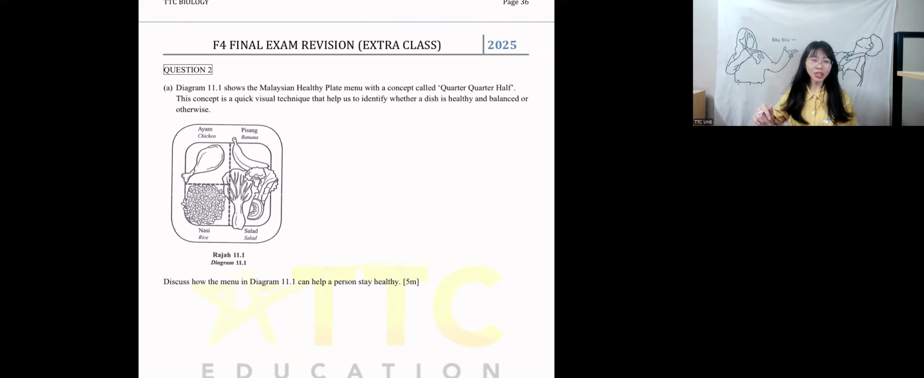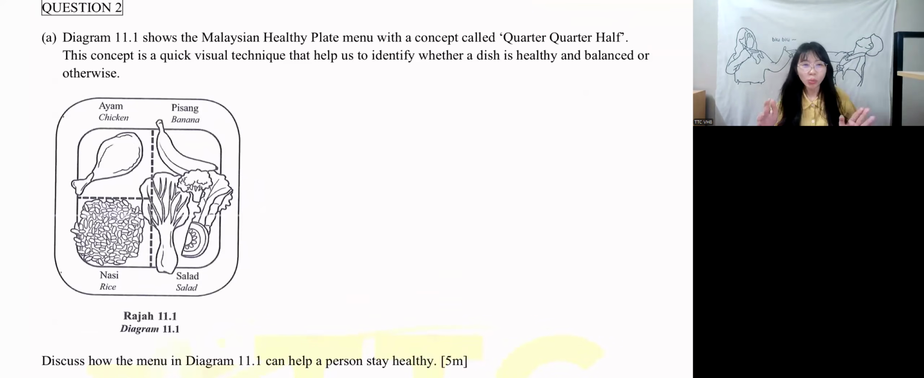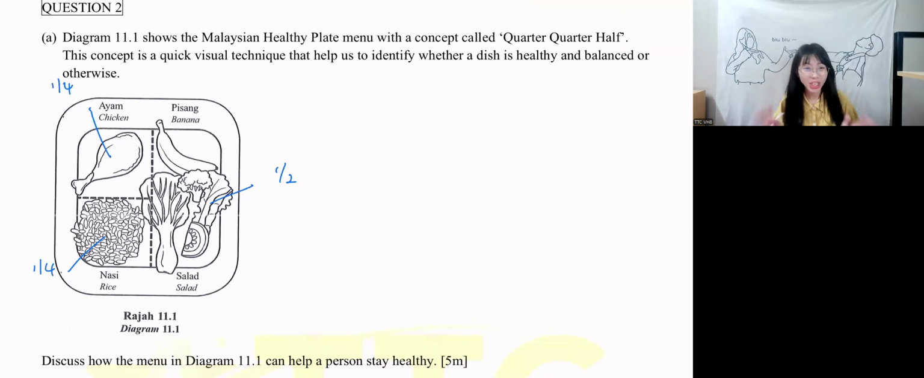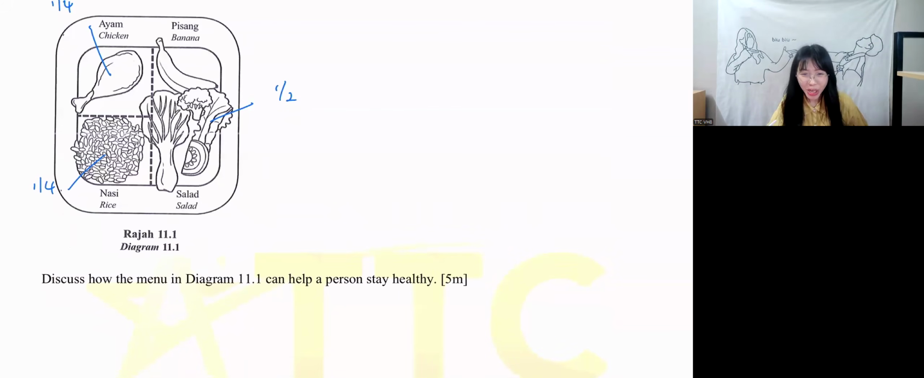They ask you to discuss the menu 11.1 to help a person stay healthy. What is quarter, quarter, half? Quarter of protein, quarter of rice, half vegetables and fruits. Discuss the menu. Do you agree to this quarter, quarter, half?